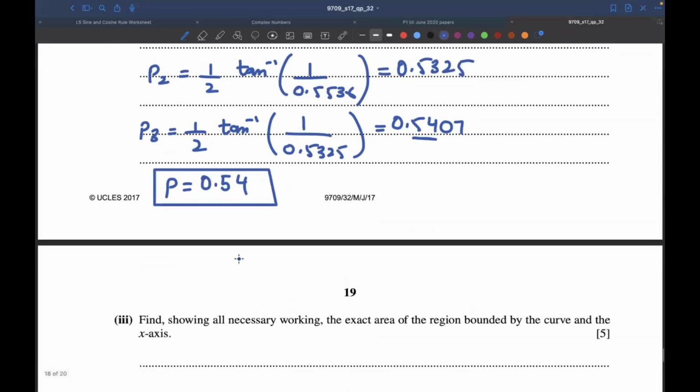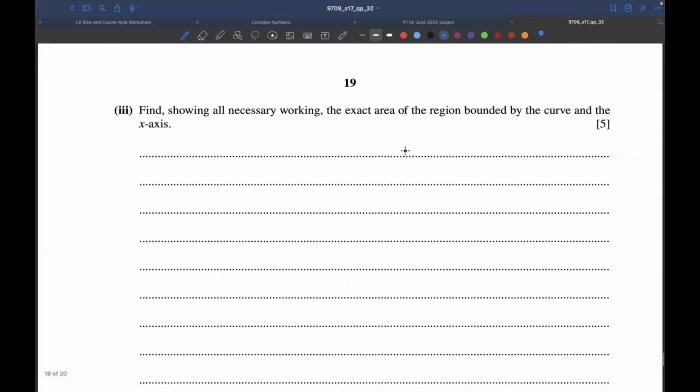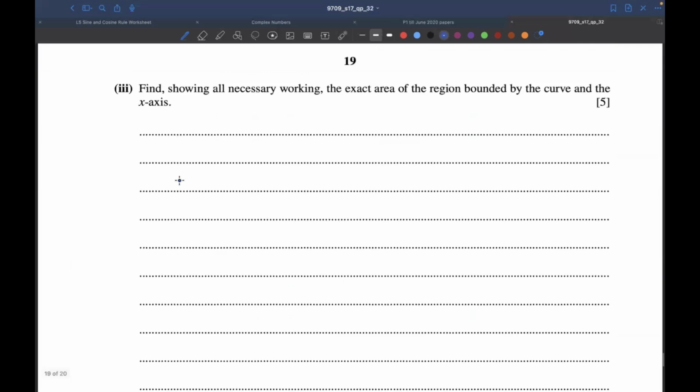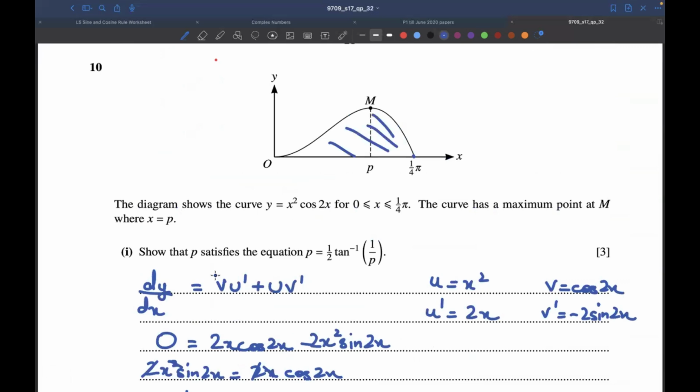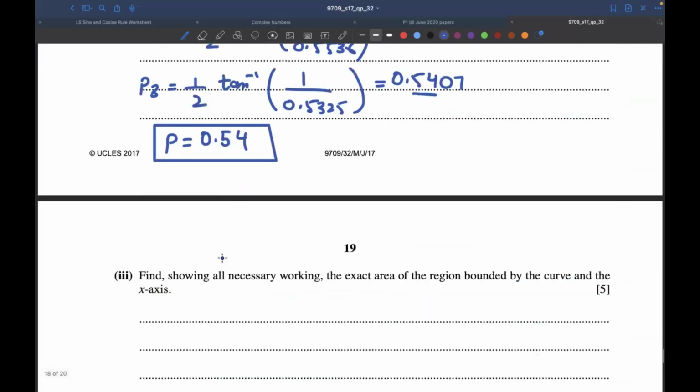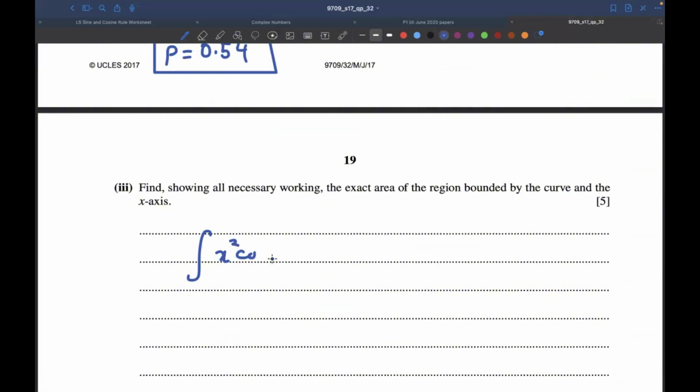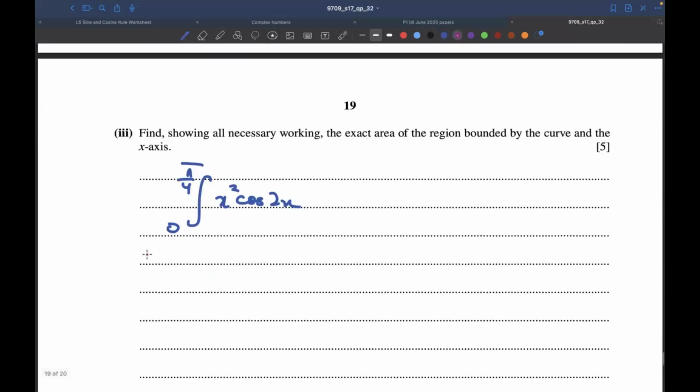In the next part, we have to find, showing all necessary working, the exact area of the region bounded by the curve and the x-axis. So for the total area, we'll have to integrate the equation, which is x square cos of 2x, and the limits are pi upon 4 and 0. Now to integrate this, we'll have to use integration by parts. And we know that the formula for integration by parts, integral of u dv, is vu minus integral of v du. So we'll apply the LATE formula over here where we have algebraic and trigonometric terms.